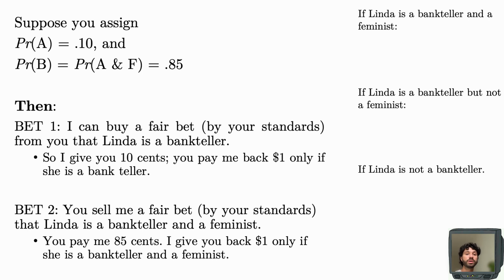So now, what can happen? Well, there are three possible outcomes, right? Linda's either a bank teller or she's not. But if she is a bank teller, there's two conditions, right? She might be a bank teller and not a feminist, and a bank teller and a feminist. So we have three possible outcomes that can give us money back in this bet, right?